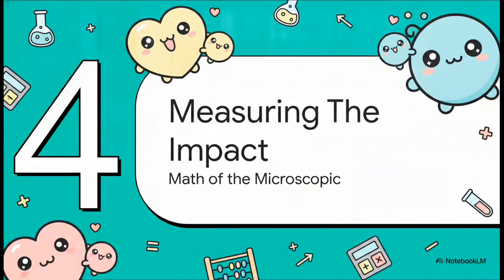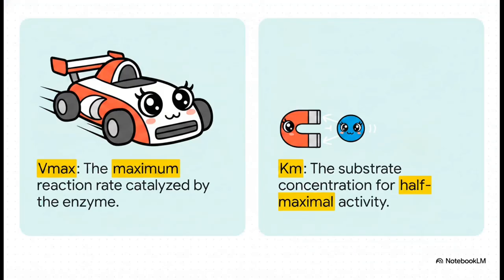Section 4. Measuring the impact, the math of the microscopic. So how do we actually measure these invisible battles? Well, biochemists rely on 2 really key kinetic concepts. You can think of Vmax as the ultimate speed limit. It's the absolute maximum rate at which the enzyme can catalyze a reaction. Km, on the other hand, tells us all about attraction, specifically the substrate concentration you need to get to half of that maximal activity. So a lower Km actually means a higher affinity. By carefully tracking exactly how an inhibitor alters these 2 numbers, Vmax and Km, scientists can figure out exactly what kind of microscopic game is being played.